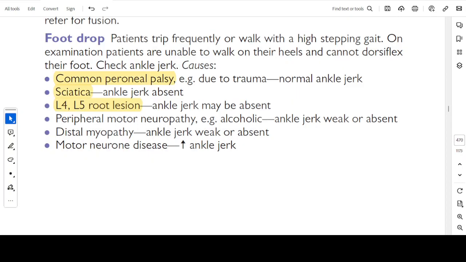Peripheral motor neuropathy, for example alcoholic, ankle jerk weak or absent. Distal myopathy, ankle jerk weak or absent. Motor neuron disease, there is exaggerated ankle jerk. So these are the causes of foot drop: common peroneal palsy, sciatica, L4 L5 nerve root lesion, peripheral motor neuropathy, distal myopathy, and motor neuron disease.